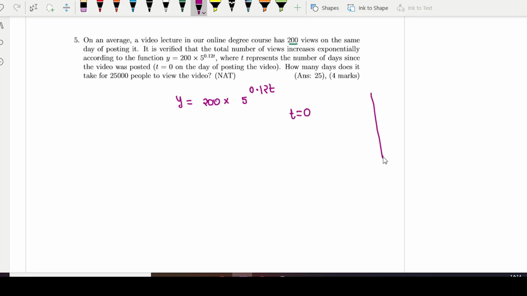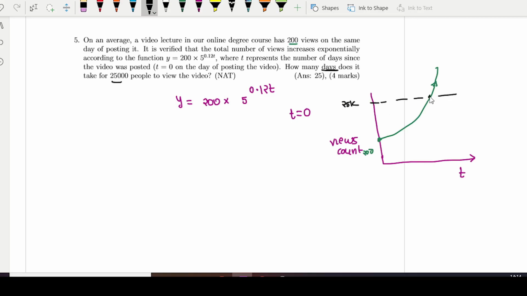So its curve will look like this. Let us suppose this is t and this is the view count. When t is 0, it will be 200, and it is an exponential, so it will rise. It will look like this. It is asking after how many days 25,000 people will view this video. How many days will it take? Let us suppose this is 25k. So it is asking about the coordinate of this point.